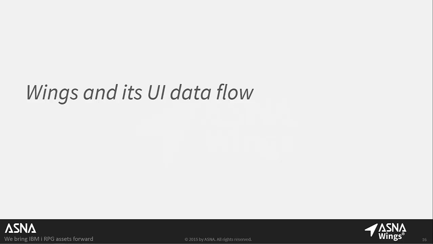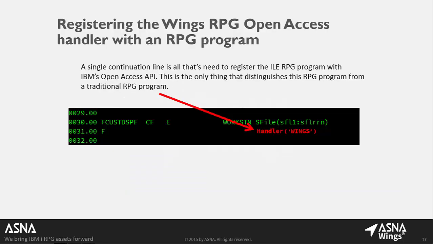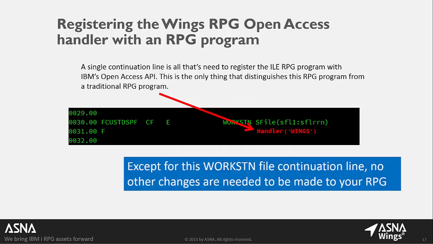Let's take a look at Wings and how it moves display file data between the Wings UI and the RPG program. To use an RPG program with Wings, you must register the Wings Open Access API handler with that RPG program. This is done through the addition of the workstation file continuation line shown in red here. After adding this line, you recompile the RPG program. Except for the workstation file continuation line, no other changes need to be made to your RPG.